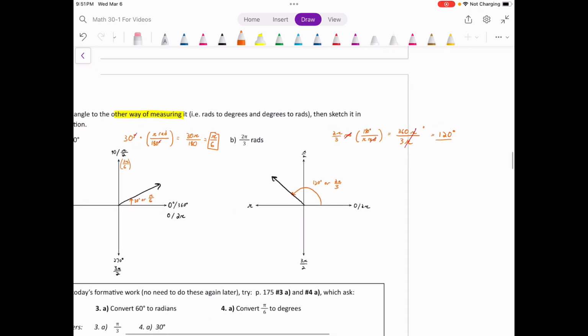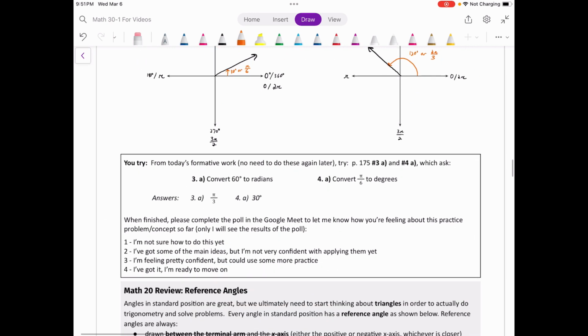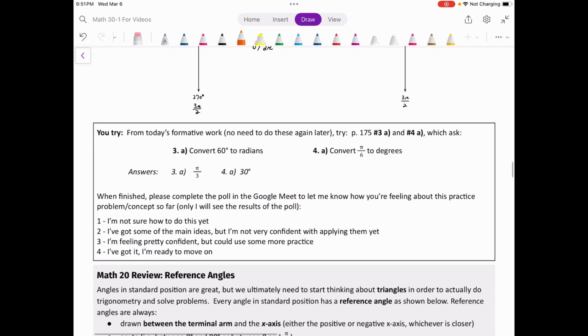Okay, alrighty. So go ahead and try these ones out. This is just getting practice, or getting comfortable with the idea of converting between those units. As always, pause the video, try them out.